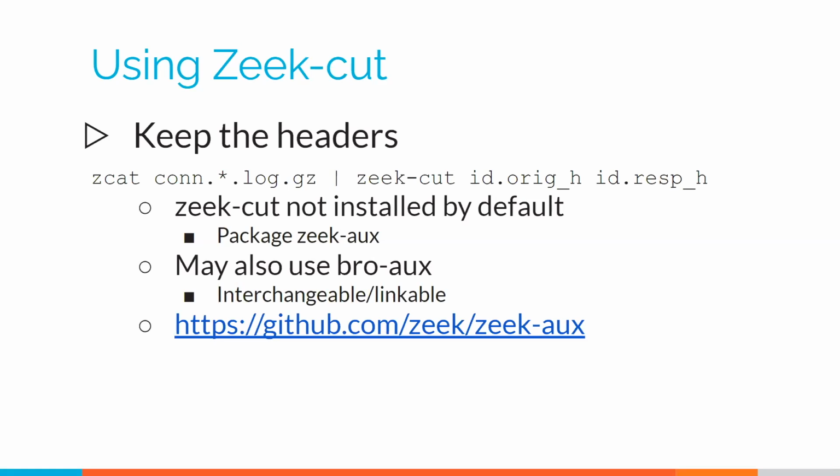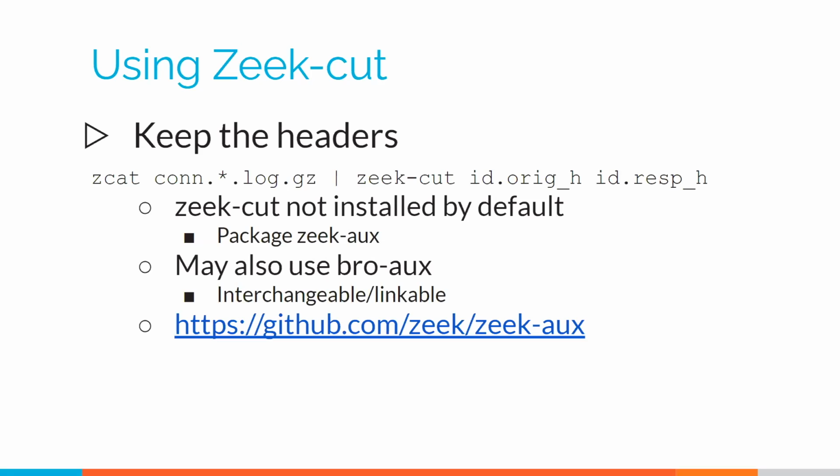Zeek has a tool that has been distributed in a separate package for a long time that helps you find particular columns in the output. So if I care about one or two particular fields in these lines, but I don't want this whole long mess, I can ask for those with the Zeek Cut command. So let's give an example here. I can start off by spitting all of the lines to standard output with zcat con.asterisk.log.gz, and then I send those to the Zeek Cut command.